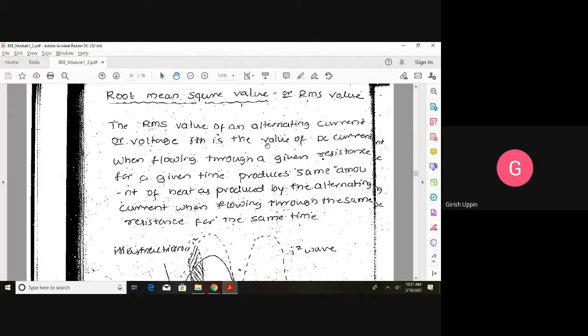The RMS value of an alternating current or voltage is the value of the DC current which, when flowing through a given resistance for a given time period, produces the same amount of heat as produced by the alternating current when flowing through the same resistance for the same time. What is the meaning of this? So first understand the meaning, then you can memorize the definition.